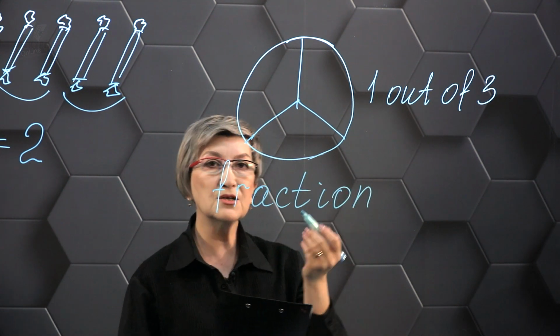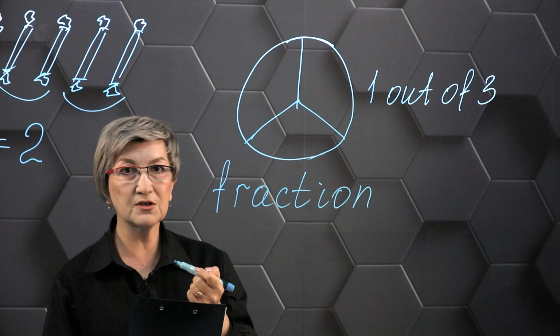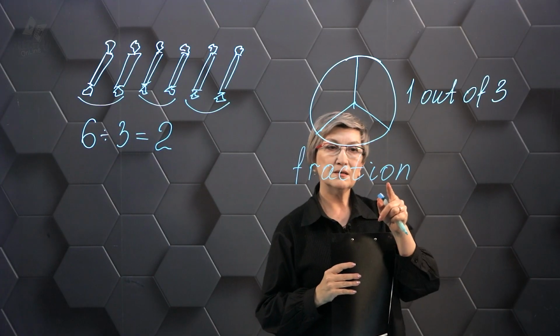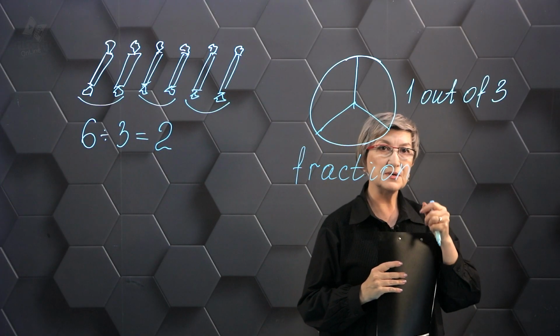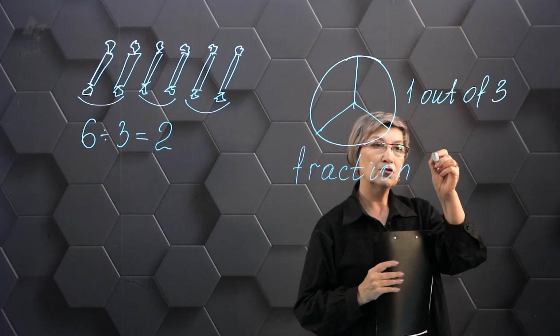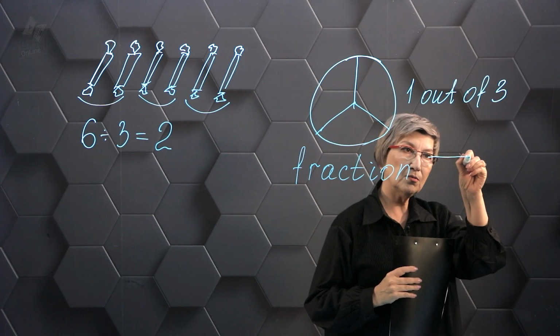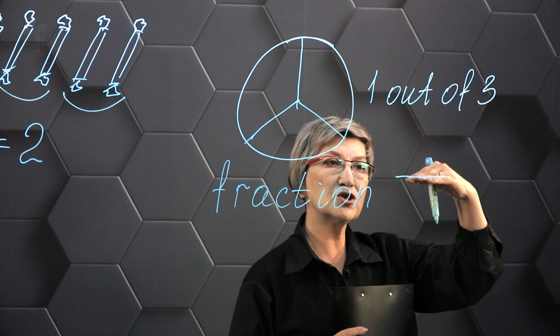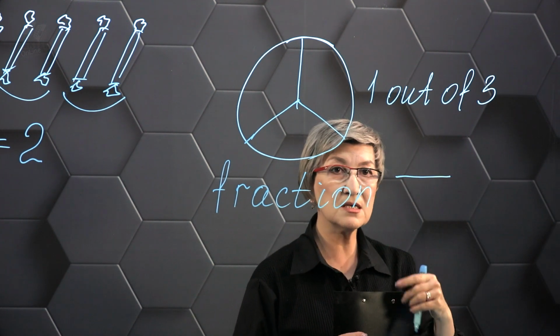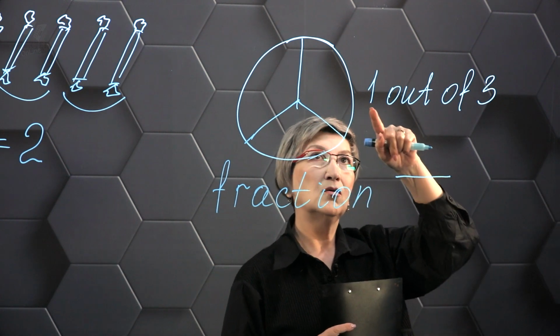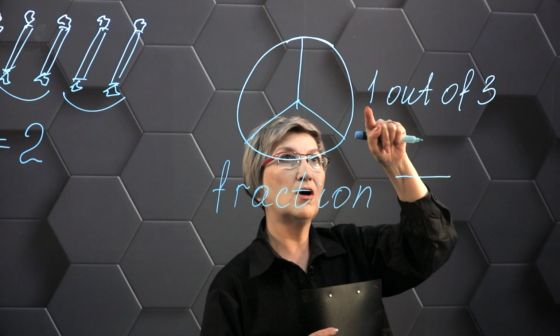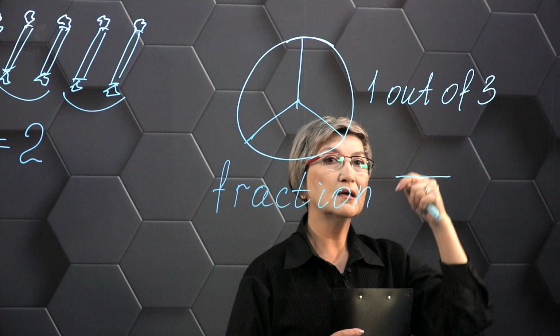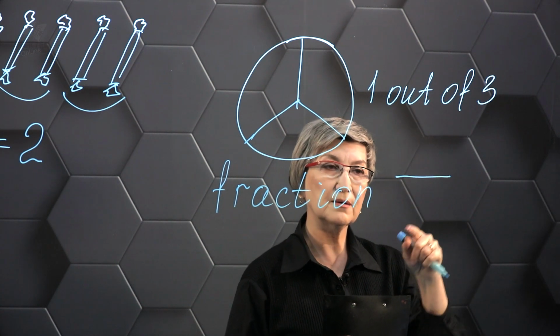How do we write a number as a fractional number? In math, fractional numbers are written like this. Fractional line. A number is written above the fractional line and a number is written below the fractional line. We have the numbers 1 and 3. How do we write these numbers?